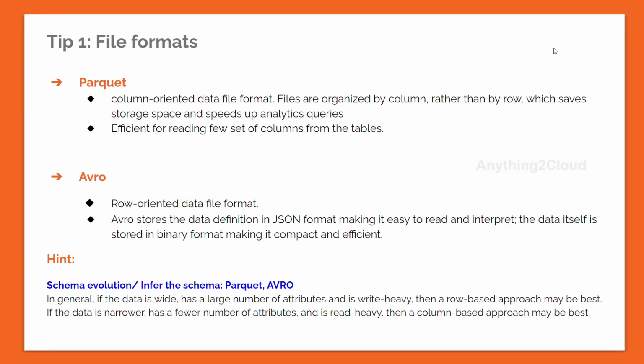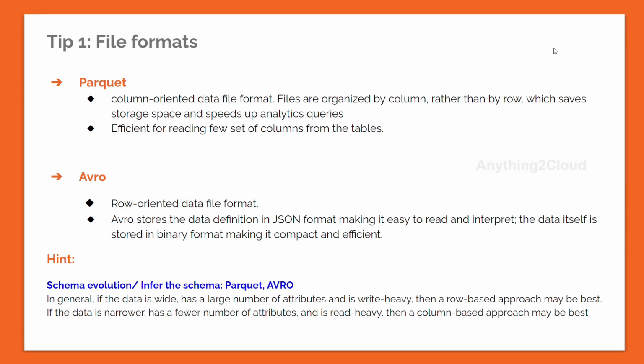The Parquet file format is mainly a columnar oriented data file format. The files are organized by columns rather than by rows, which saves storage space and speeds up analytical queries. It's efficient for reading a few columns from the tables. For example, if you have 50 columns and you want to read data from only the first 3 columns, instead of storing that data in a different file format, we can store it as Parquet. That way it is easy to read the first few columns instead of reading the complete table and fetching those 3 columns.